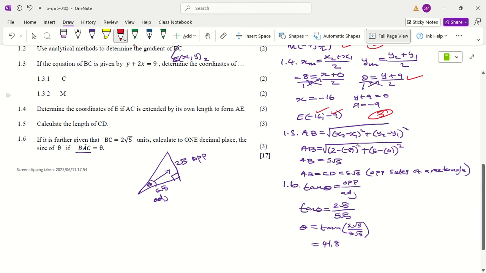The next question is for us to find the length of CD, which is 3 marks. You get a mark for substitution into the distance formula, a mark for the value of AB, and then a mark for CD, which is also 5 root 5, and that's 3 marks. And then the last question, which is also 3 marks, is for you to find theta. You get a mark for using the correct ratio, tan, a mark for substitution, and a mark for the answer, which is 3 marks, and together that is 17 marks.